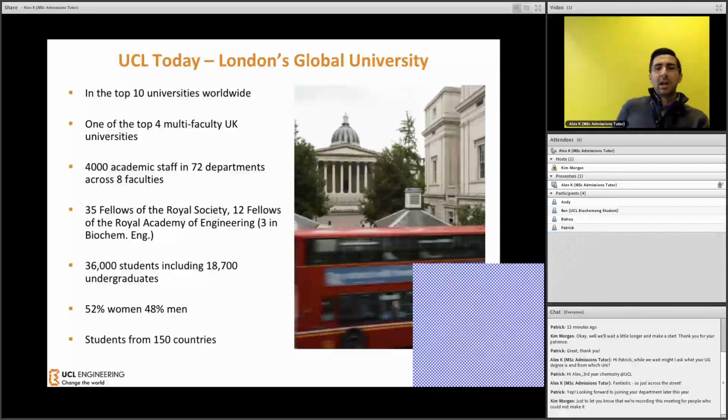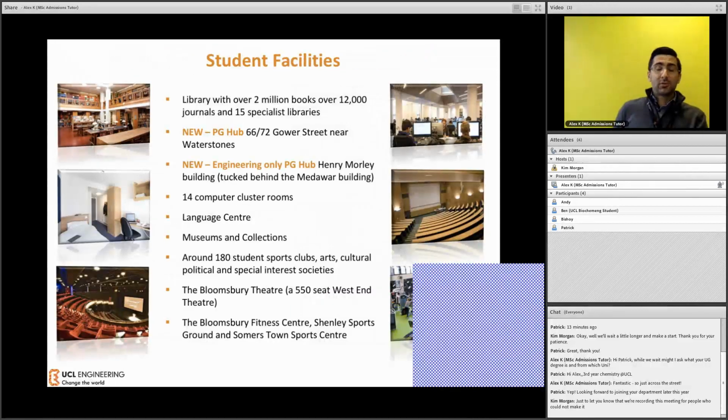So one of the main benefits of joining a big university like UCL is that you get access to a lot of student facilities. We have a very well-equipped library. For postgraduate students, we have two new hubs. One is for postgraduate students generally, and it's just being built right next to me. And we have another postgraduate hub only for engineering students. Postgraduate hubs are either entire buildings or a collection of rooms that students can book for studying, for group work, or even for social events. We have several computer cluster rooms.